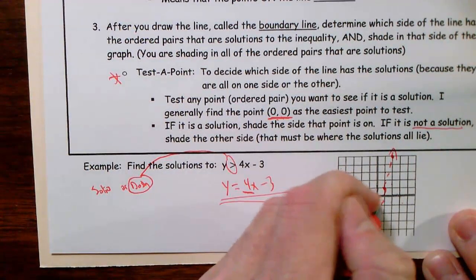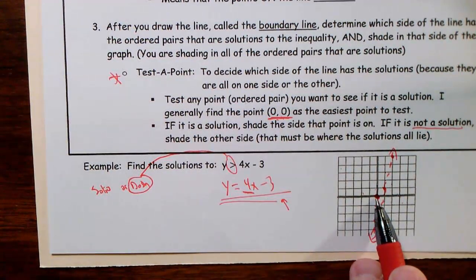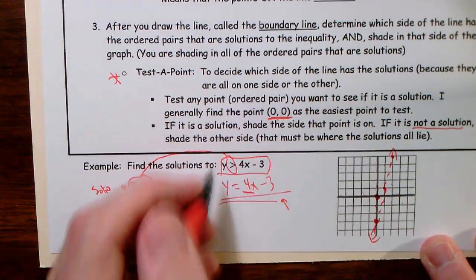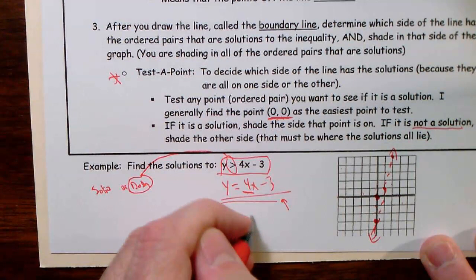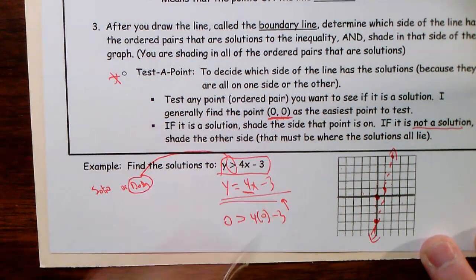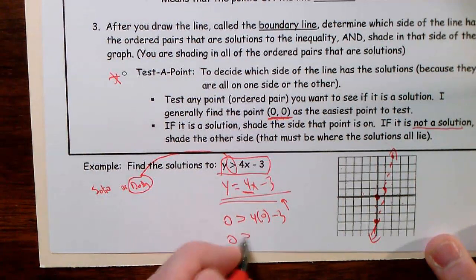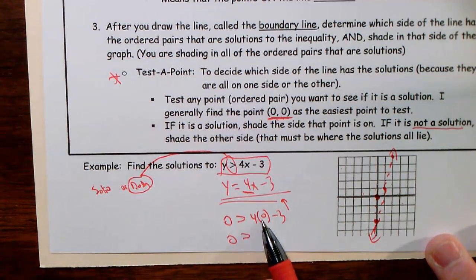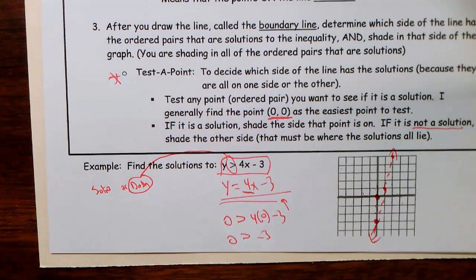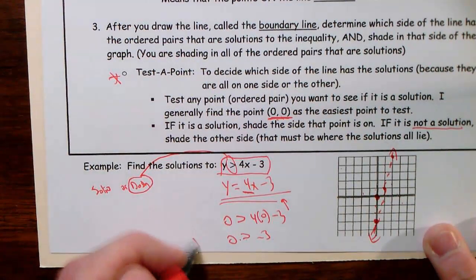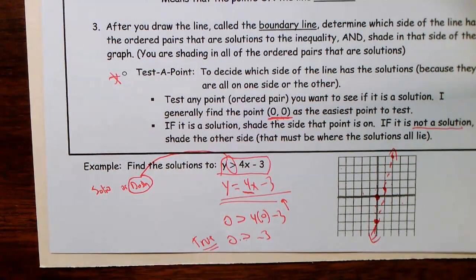And I'm going to pick the point 0, 0 here and see if it's a solution. So I go to my original equation and I put 0 in for y, and I put 0 in for x. And when I simplify both sides, 4 times 0 is 0, minus 3 is -3. I say, is 0 greater than -3? Well, that's true, it is. So the point 0, 0 made the equation true.